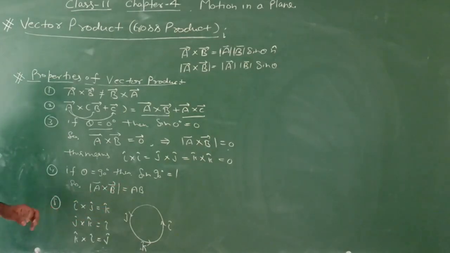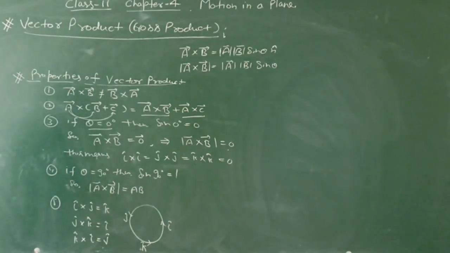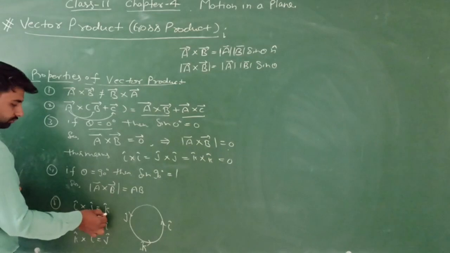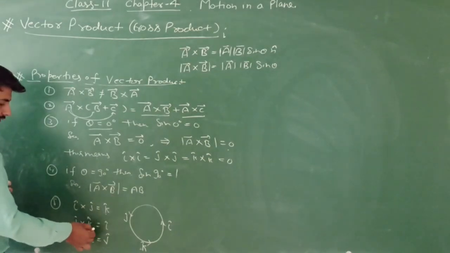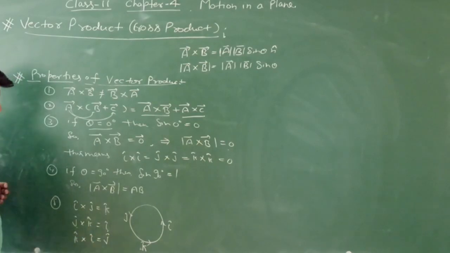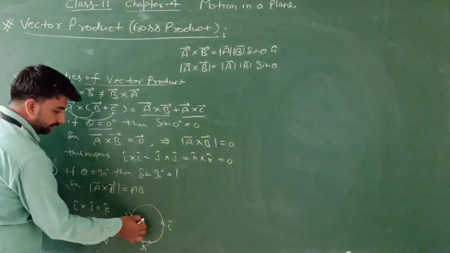And the fifth and most important property is, if we multiply i cap with j cap, or j cap with k cap, or k cap with i cap, then the final result is: i cross j is equal to k, j cross k is equal to i cap, and k cross i is equal to j cap. Clear?